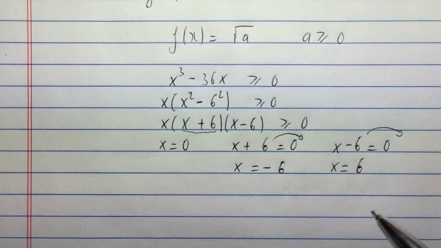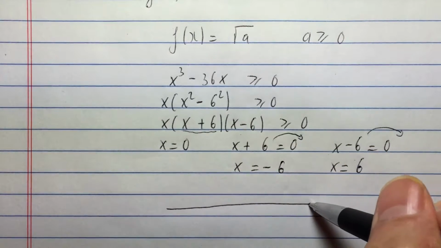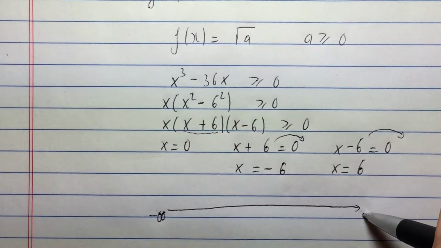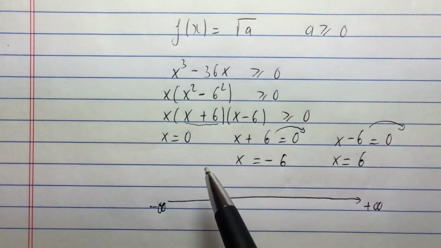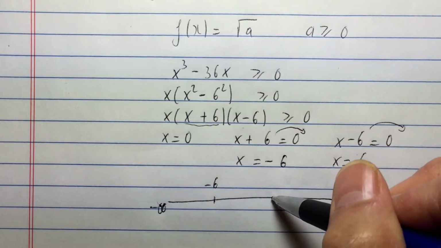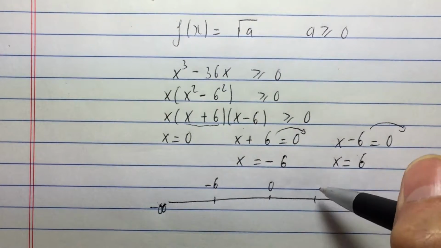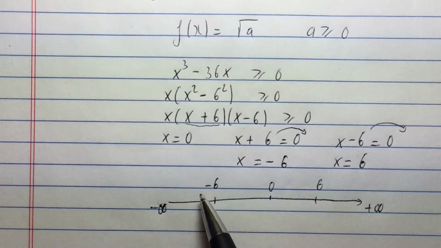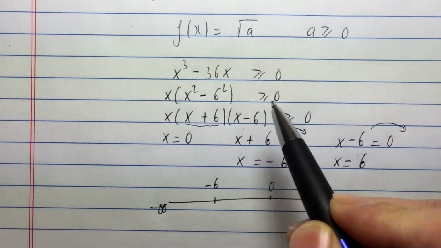Now I draw the x number line from minus infinity to plus infinity and have three values of x: minus 6, 0, and 6. So now I have a total of 4 regions, 1, 2, 3, 4. I need to find if each region is positive or negative based on this expression.